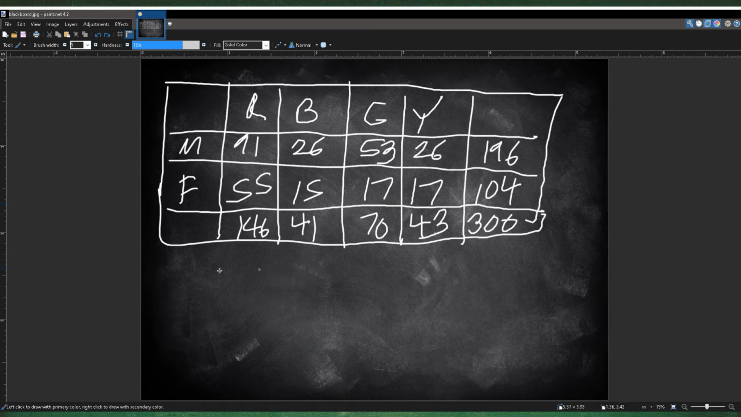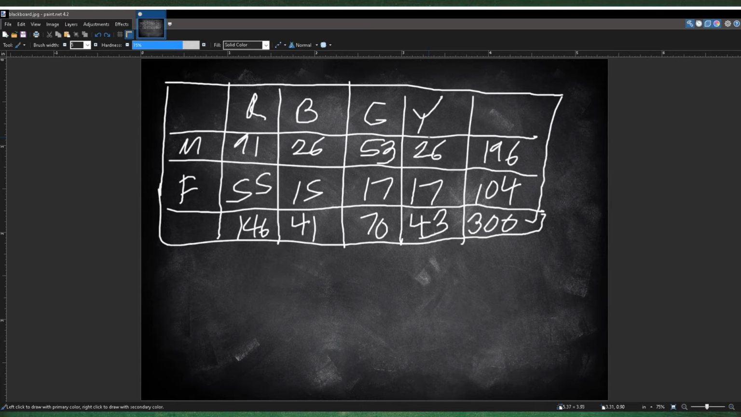Basically, we have males and females, and we have to compare that gender to color. So males and females are the gender, and the colors are red, blue, green, and yellow. So we compare, are they the same? We have 196 males and 104 females in our sample of 300, and we have to compare whether the 91, 26, 53, 26, 55, 15, 17, 17 are unusual for them to be different from each other.